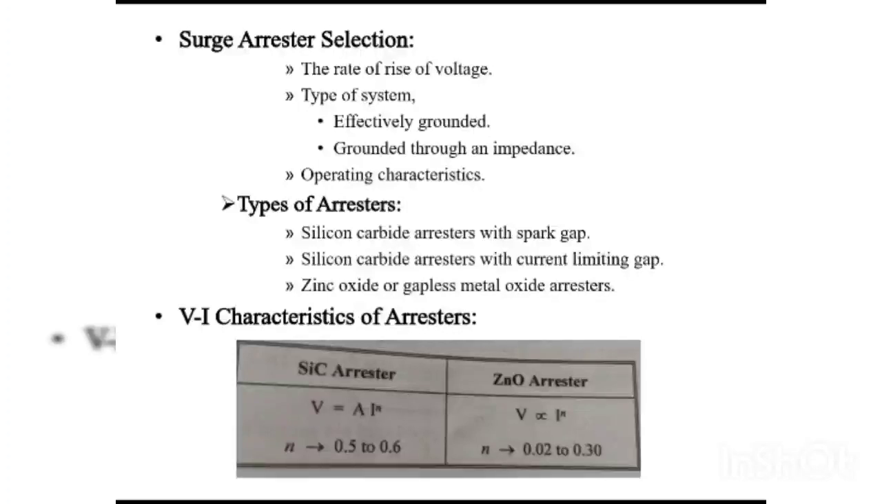Now let's see the VI characteristics of the arresters. In silicon carbide arresters, V is equal to A I^N, where N is equal to 0.5 to 0.6, whereas in ZnO, that means zinc oxide arresters, V is directly proportional to I^N, where N is equal to 0.02 to 0.30.